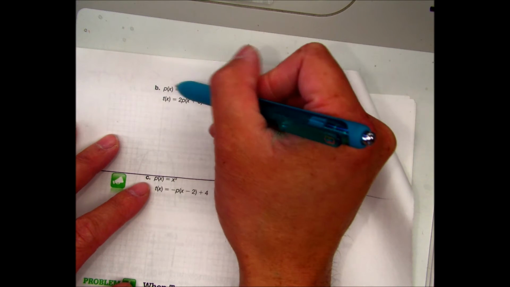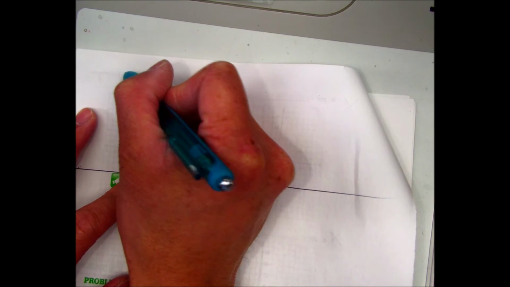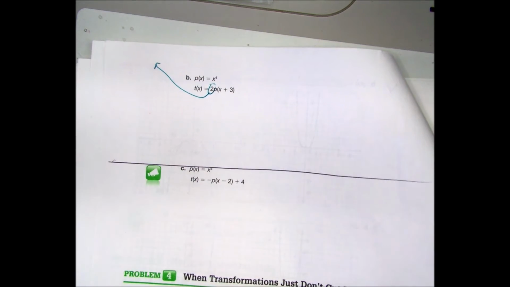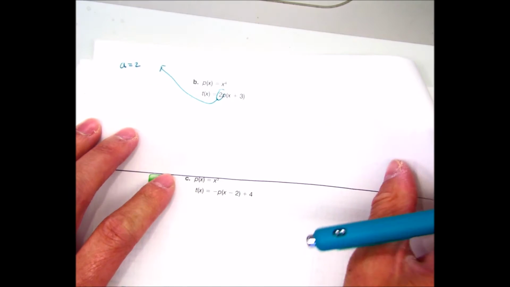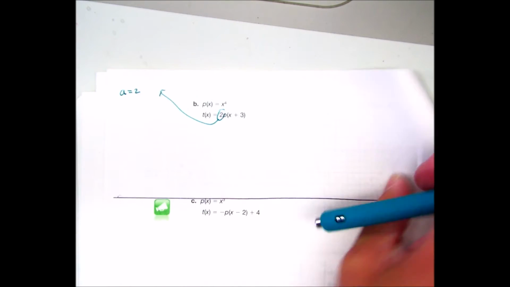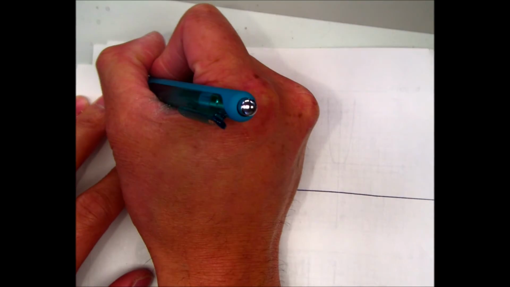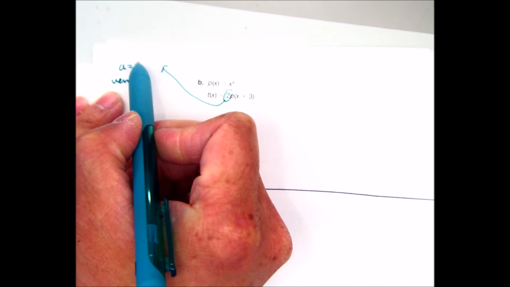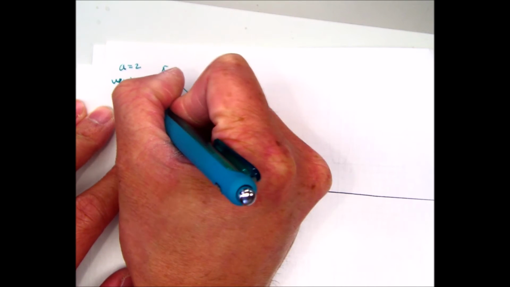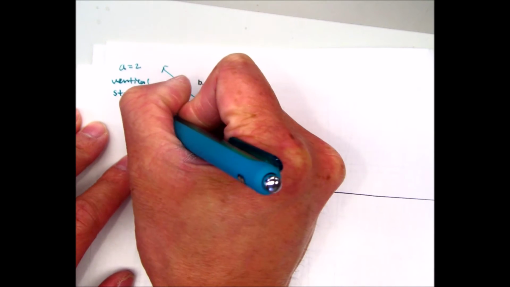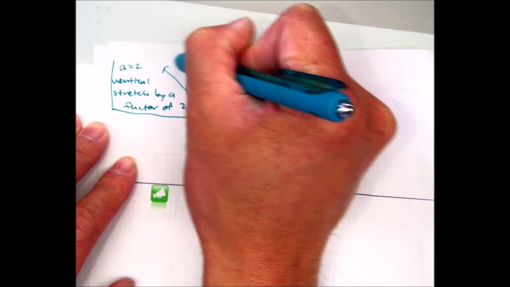So in this problem, from p of x to t of x, I recognize there's a 2. Class, what letter is that 2? A, B, C, or D? A is equal to 2. Vertical or horizontal? Class, vertical or horizontal? It's greater than 1, so is this going to be a stretch or a compression? We call this a vertical stretch by a factor of 2. That's what that 2 does.